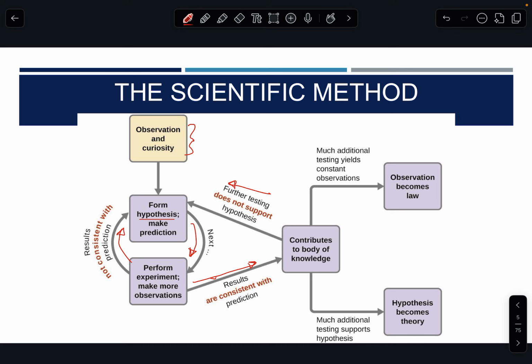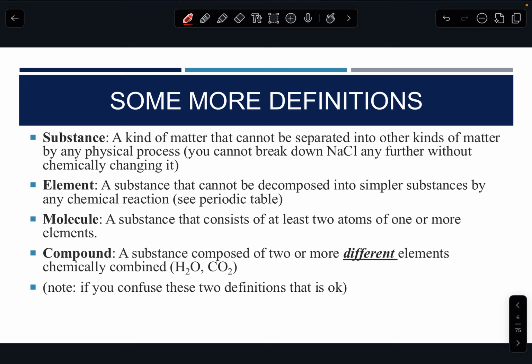And if you are able to test and you get things that are constant along many different applications, then that can eventually become a natural law, and it could also become a theory. These are pretty much very similar. One gets in a textbook, the other one doesn't. That's really it. This one would get in a textbook, whereas the hypothesis becoming a theory doesn't necessarily get into a textbook. That would be more just in publications.